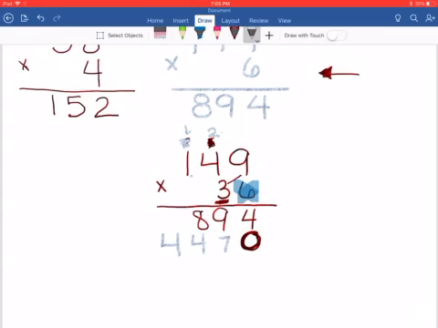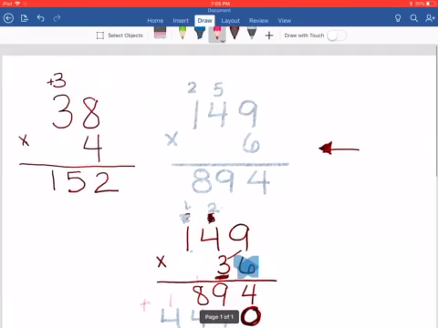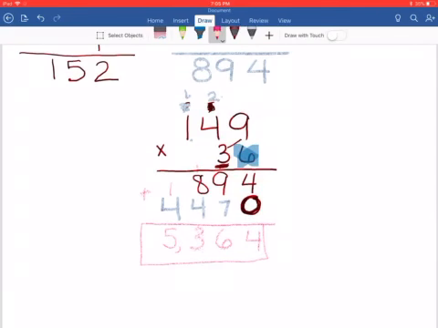All right, now we just add. 4 plus 0 is 4. 9 plus 7 is 16. Carry the 1. 8 plus 1 is 9, plus 4 is 13. And 4 plus 1 is 5. And this right here is your answer to 149 times 36. So very similar, but you have to remember, and this is where most people get messed up, you have to remember to put the 0 there to show that you're moving place values.